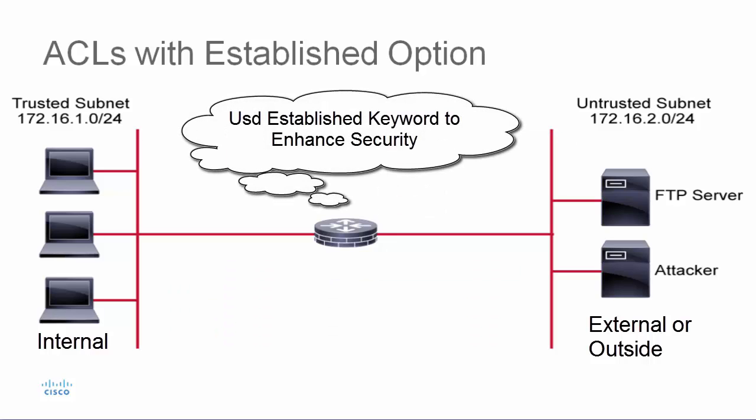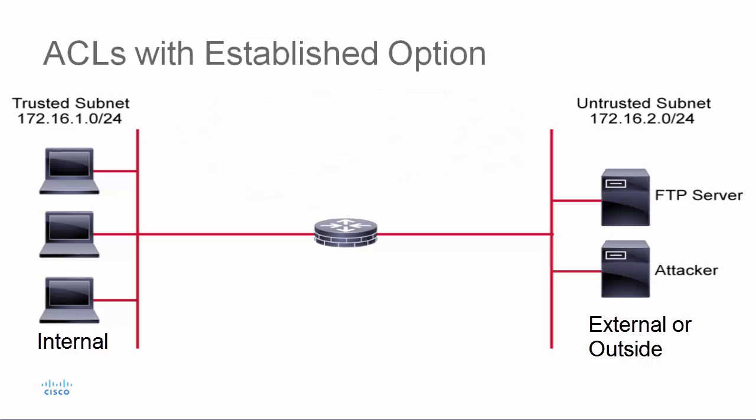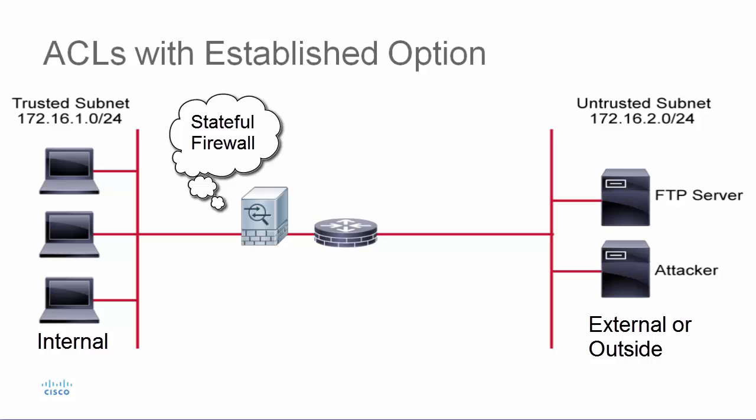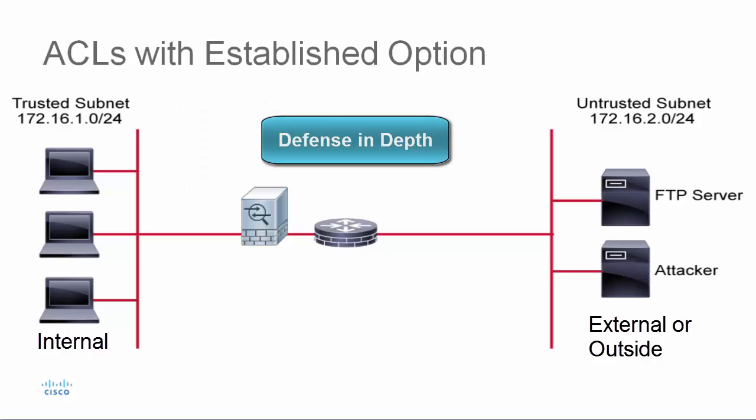Using the established keyword can be one of the tools used to enhance the security posture of a perimeter router. But since a router is inherently a stateless device, it doesn't replace the need to have a stateful firewall in the path as well. The principle of defense in depth, which states the need for multiple points of inspection on different platforms as traffic goes in and out of a network, should always be kept in mind. No single device can fulfill all the needs of a comprehensive security solution.